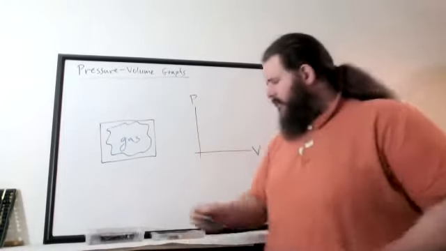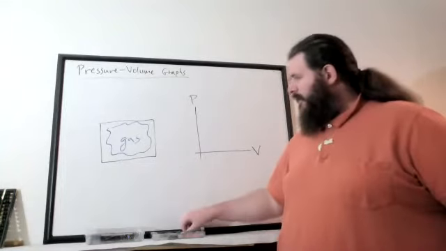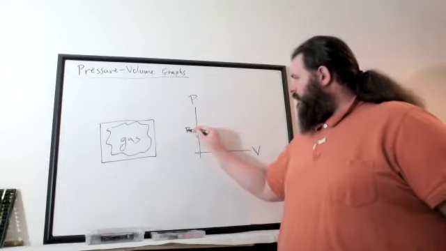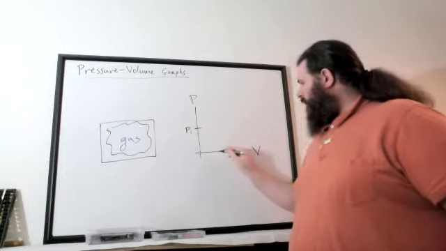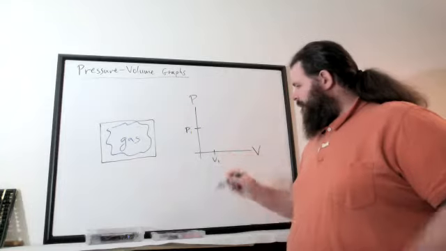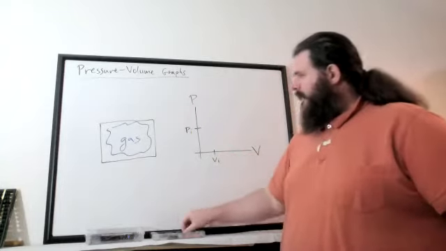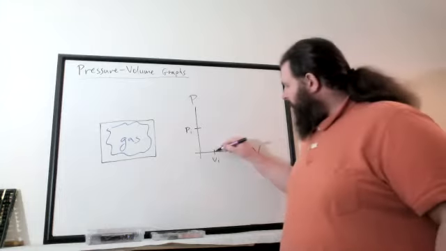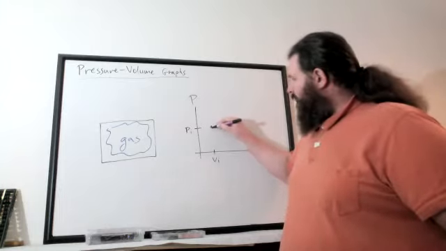So at any given instant in time, this gas has a pressure and a volume. So let's say we've got some initial pressure and some initial volume. Then the state of the gas right now, that pressure and that volume, are represented by just a single point on the graph.